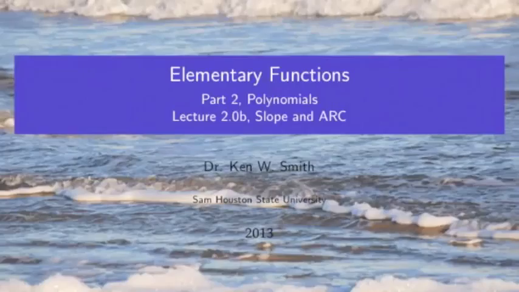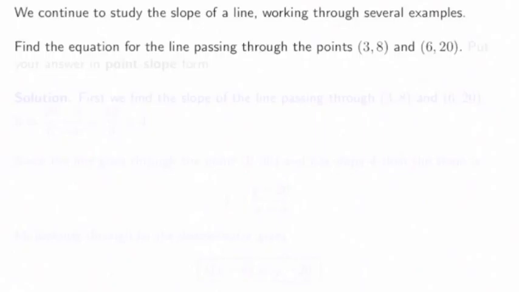In this lecture, we look further at the slope and introduce the average rate of change. We continue to study the slope of a line, working through several examples. Let's find the equation for the line passing through the points (3, 8) and (6, 20), and we're going to put our answer in point-slope form.